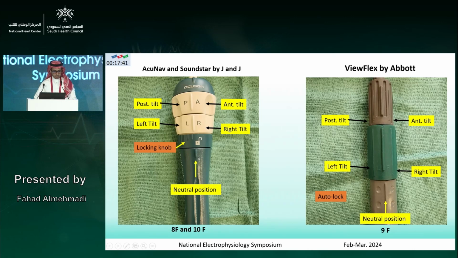And this is the neutral position. If all the lines are lined up, this is the neutral position. On the right side, this is the ViewFlex by ICE. And it has, again, an anterior tilt, a tiny posterior tilt, right and left tilt, and it has its own auto lock, so you don't have to lock the catheter.